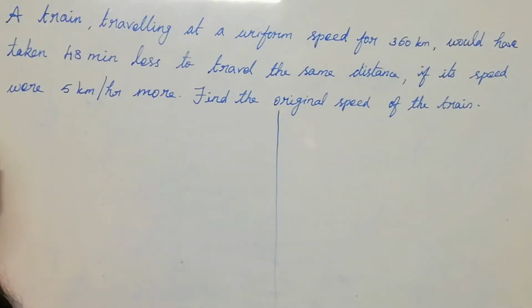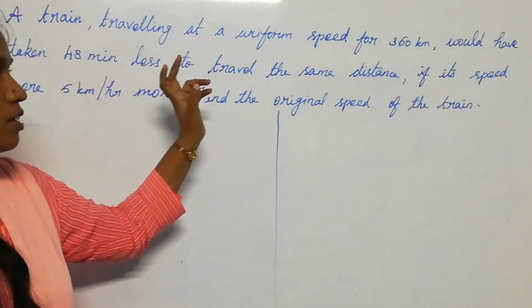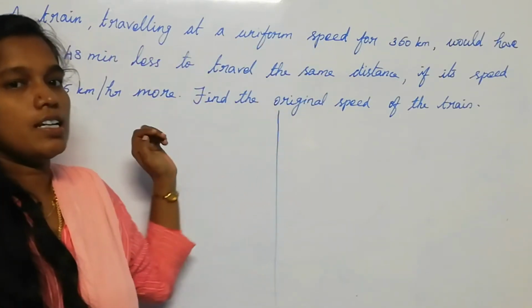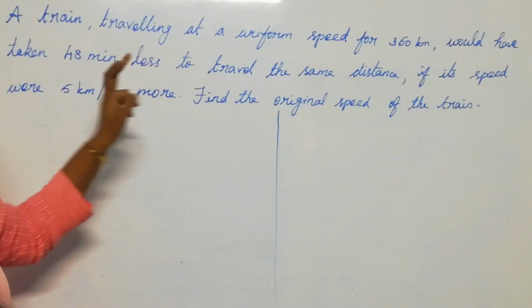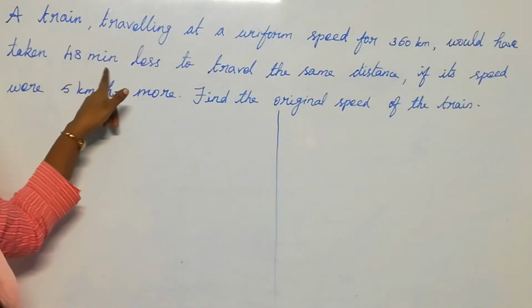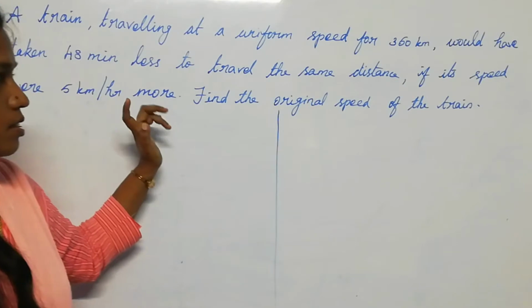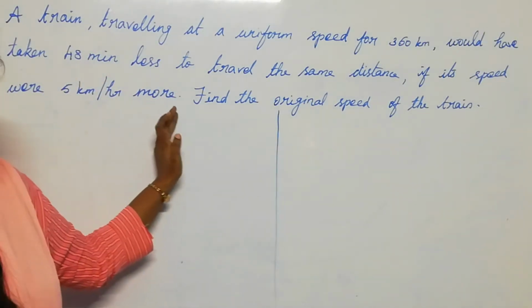So here what is given? A train traveling at a uniform speed. So here what's the distance? Distance is 360 km, isn't it? Then next, it takes 48 minutes less to travel the same distance if its speed were 5 km per hour more.